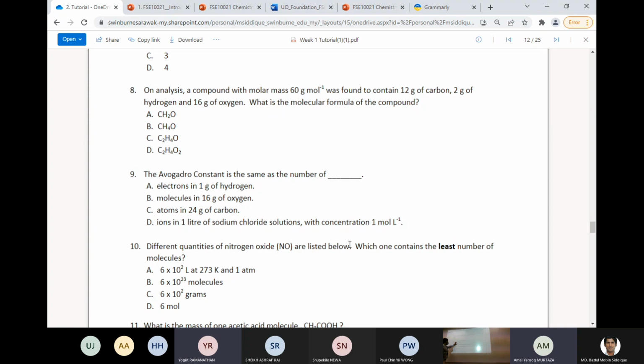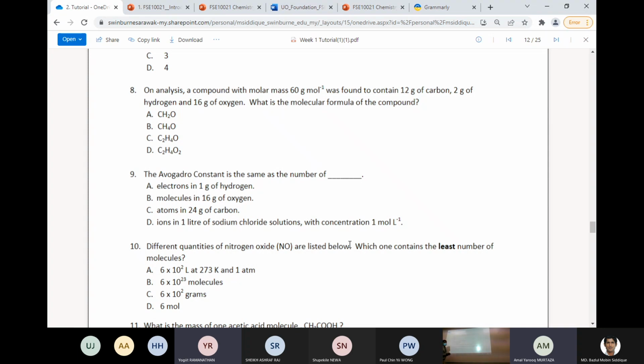Avogadro's constant is the same as the number of electrons in 1 gram of hydrogen, molecules in 16 gram of oxygen, atoms in 24 gram of carbon, or ions in 1 liter of sodium chloride solution with concentration 1 mole per liter. Right? Okay, so you go for D, but we cannot just justify by looking at the answer. We have to go by evidence or fact.